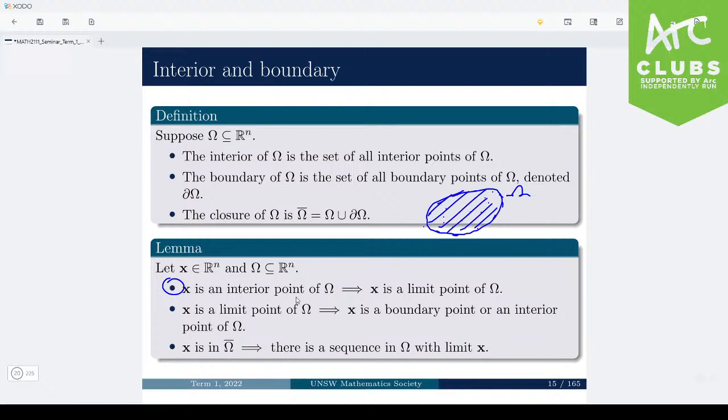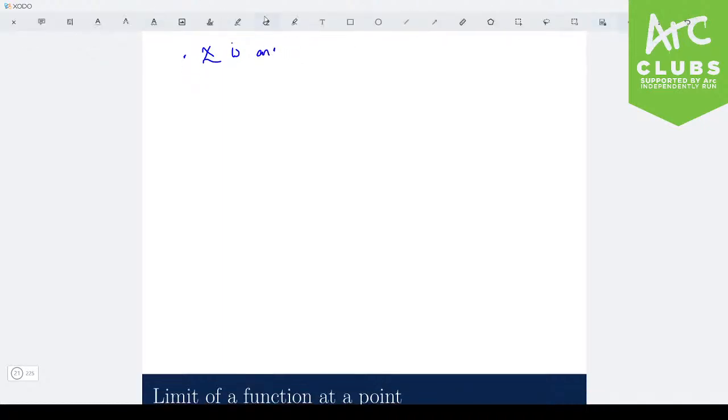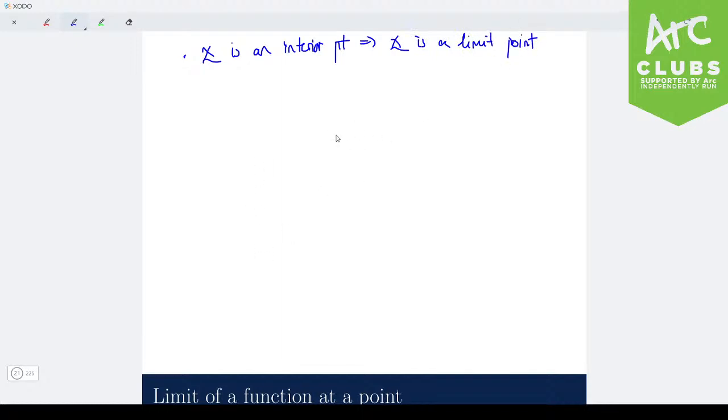Here we're having a look at: x is an interior point implies that x is a limit point. So why is that? Let's just draw a set first. Let's call this omega. It's saying any interior point in omega is actually also a limit point. If I pick some point x and draw an epsilon ball around it, then I can always find some sequence xk such that it will tend closer and closer towards x. Now, why is that the case?